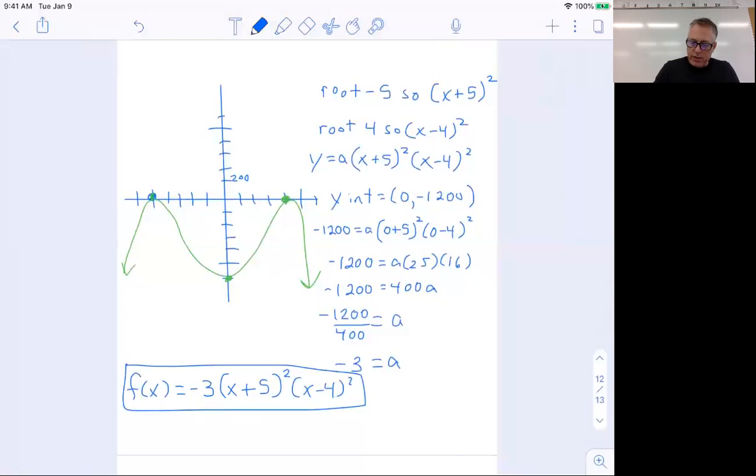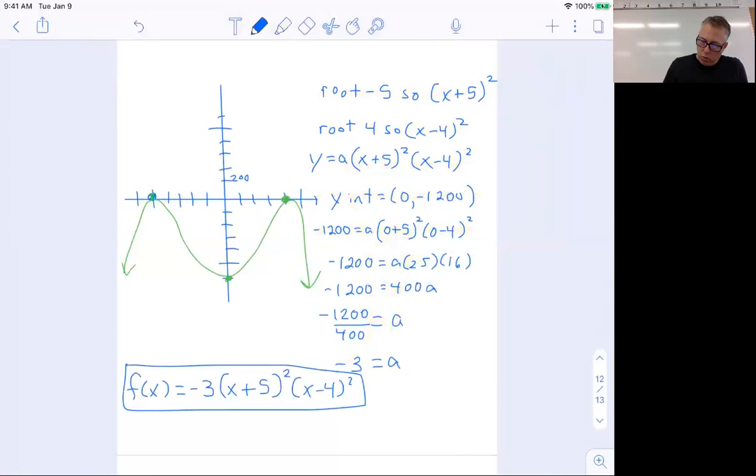All right, so again, the process is write down your factors first from the roots. Then you write your general equation, but we don't know the a value. So we then need to plug in the y-intercept. Once we do that, we solve for a, and then finally just plug our a back in there, and that is our final answer.